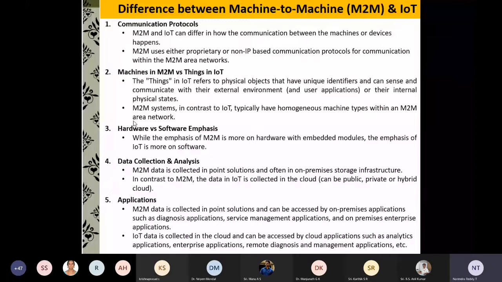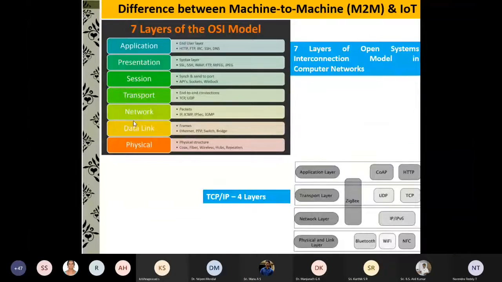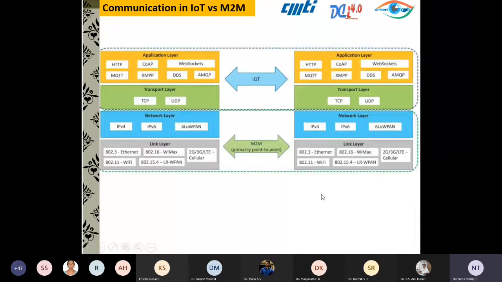Coming to the applications, M2M can be used in on-premises data monitoring or remote monitoring, whereas IoT you can take it across the world. When I talk about M2M, I still want to tell you where M2M is used with respect to the data layers. In computer networks, you would have studied the OSI model, the Open Systems Interconnection Model, which describes 7 layers. Now I want to take TCP/IP, basically 4 layers. In M2M, mainly they communicate between the link layer and network layer. When it comes to IoT, they communicate between devices using the transport layer and application layer.